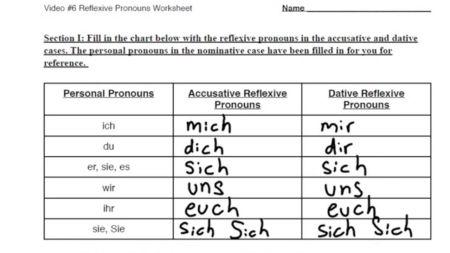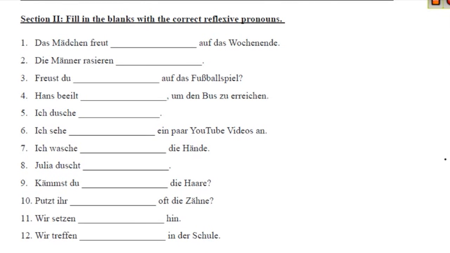Now that we know what the pronouns look like, we can try and figure out how to use them with various verbs. In section 2 here, we have various verbs and sentences where we're supposed to fill in the correct reflexive pronoun. So we'll start off with this first one here. Das Mädchen freut. The girl is looking forward to. Auf das Wochenende tells us what she's looking forward to: the weekend, auf das Wochenende.